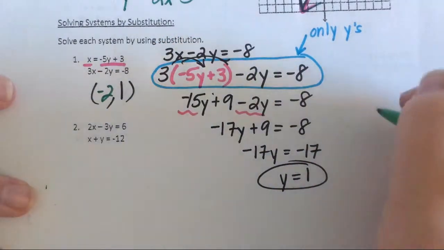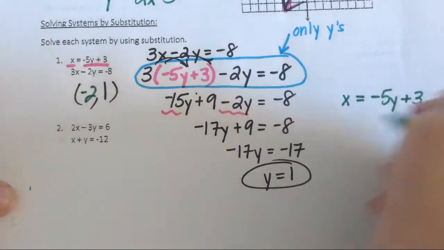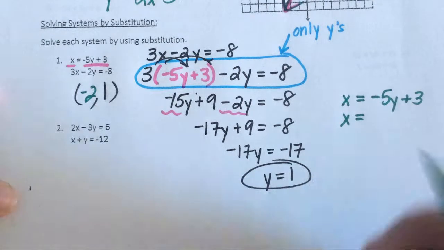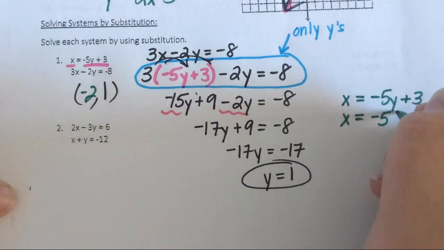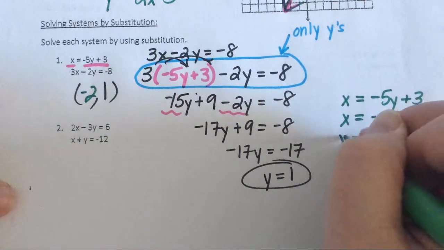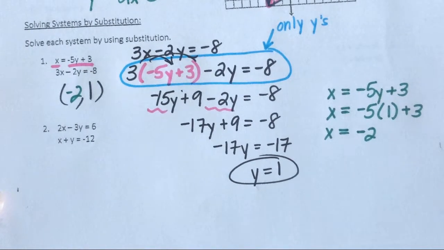For those of us who like to show a little math, our top equation was x equals -5y plus 3. We just found out that y can be replaced with 1. So instead of y, I'm going to put 1. I end up having -5 plus 3, which is -2. So my solution is the point -2, comma 1. Are there any questions about that?